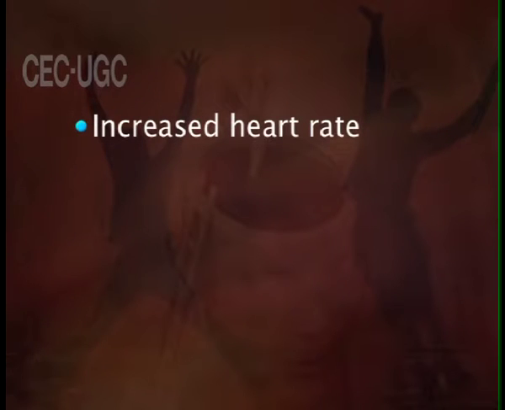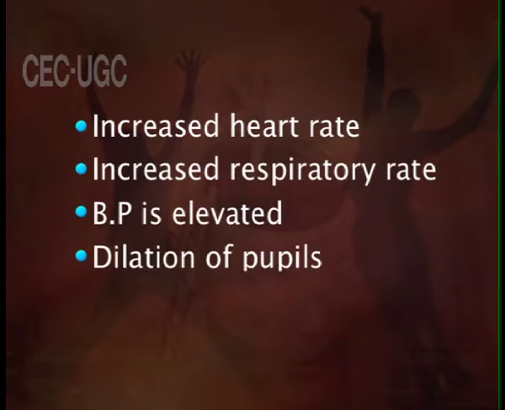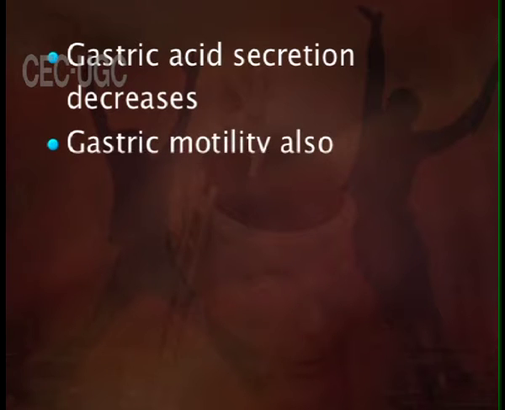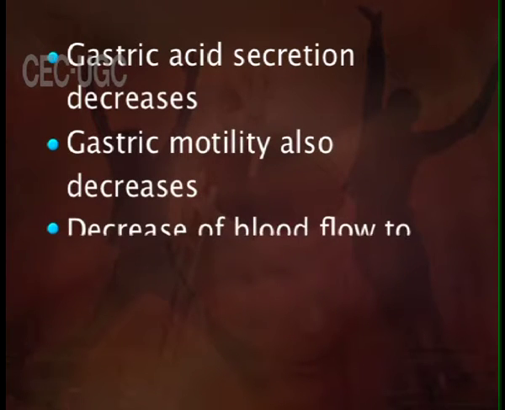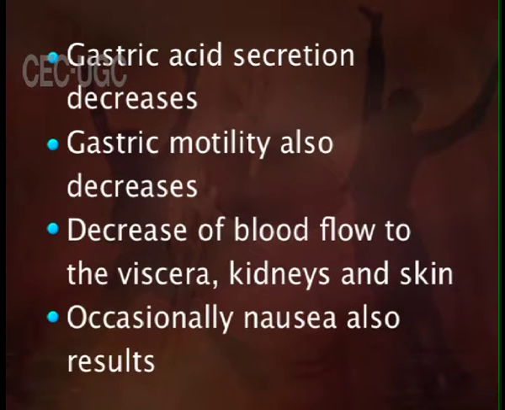Now, let us see some of the symptoms that are associated with acute pain. Please have a look at the slide. The list of all the symptoms or responses to acute pain is given. You can see that there is increased heart rate, increased respiratory rate, BP is elevated, and there is also dilation of pupils as a response to acute pain. In the same slide, you can also see that gastric acid secretion decreases, gastric motility also decreases, and there is decrease of blood flow to the viscera like kidneys and skin, and occasionally nausea also results.